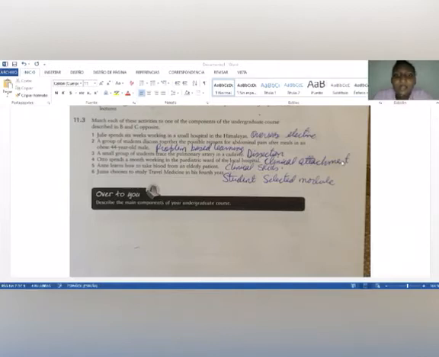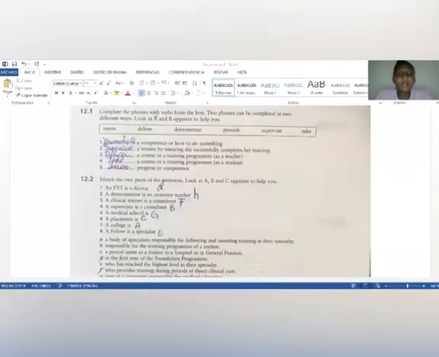Clinical attachment. Number 5, Anne learns how to take blood from an elderly patient. Clinical skills. Number 6, Juma chooses to study travel medicine in his 4th year. Student select module.